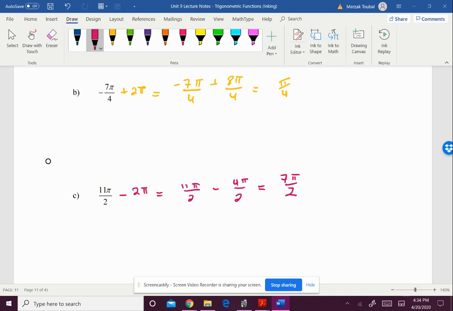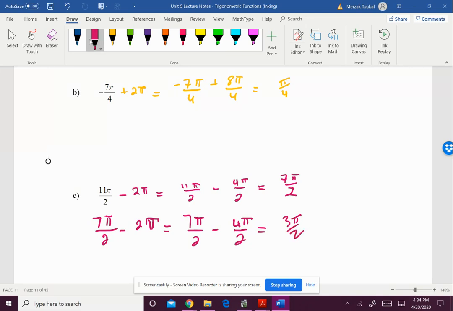So what do we have to do? We continue subtracting. 7 pi over 2 minus 2 pi again. So it's 7 pi over 2 minus 4 pi over 2. 7 minus 4 is 3 pi over 2, which is smaller than 2 pi for sure.